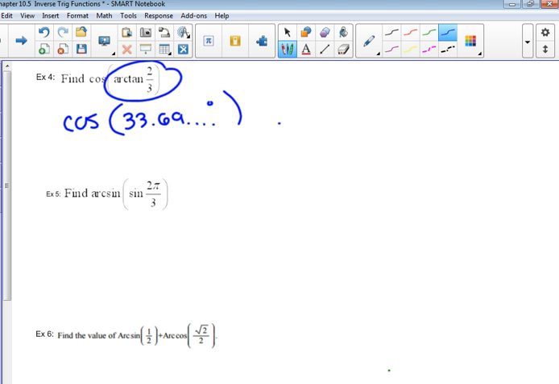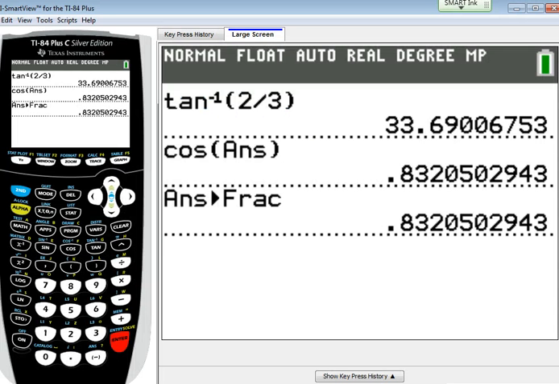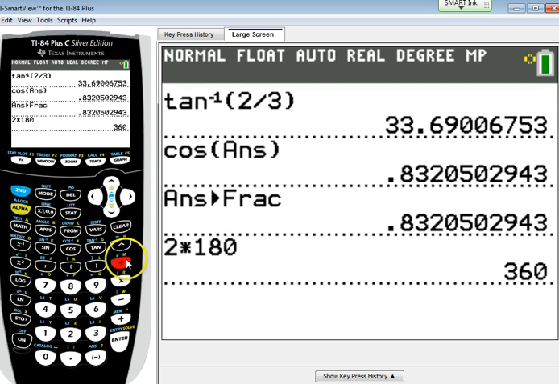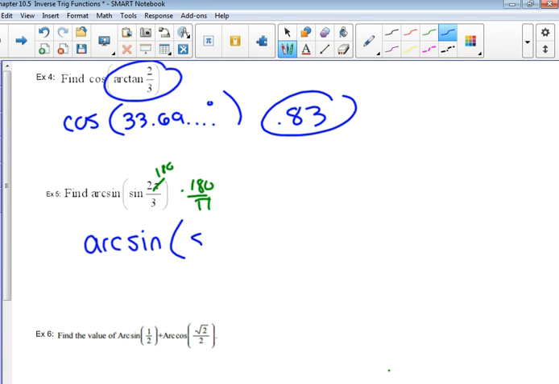And these are going to be multiple choice questions. You could also get this with radians in there. How are we going to go from radians into degrees? Multiply by 180 over pi, or you could just take out the pi and put 180 in. So it's 120. Good job. So this is really saying arc sine of the sine of 120, right?